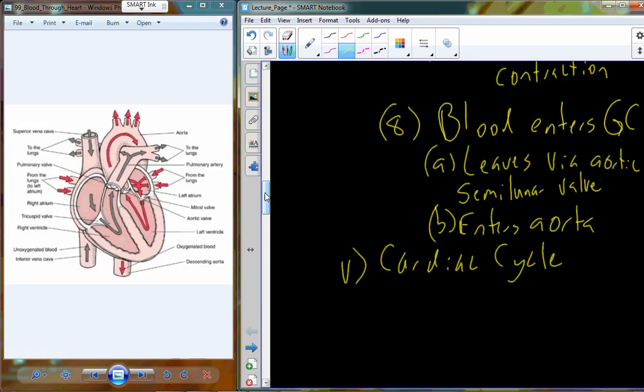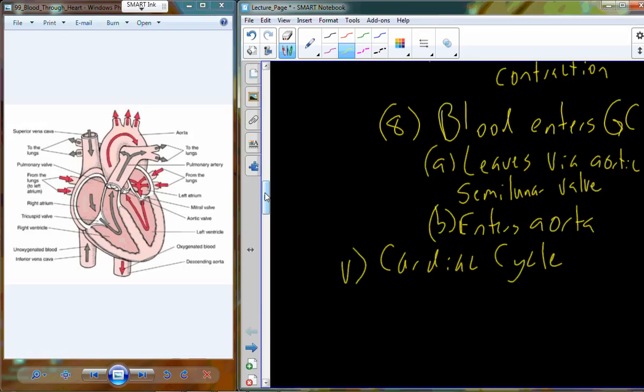I could have just told you everything that I just told you, starting from right at this location here, going through everything and coming back to that location. I just happened to choose the right atrium because that's classically where we begin. So the cardiac cycle is basically this roadmap and what's happening to cause the blood to move.